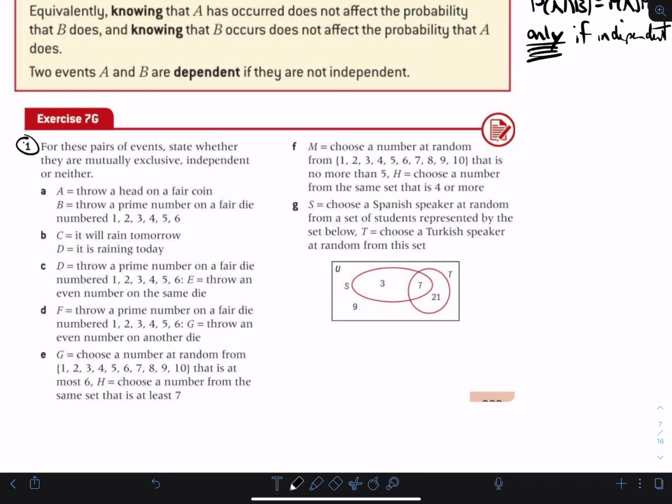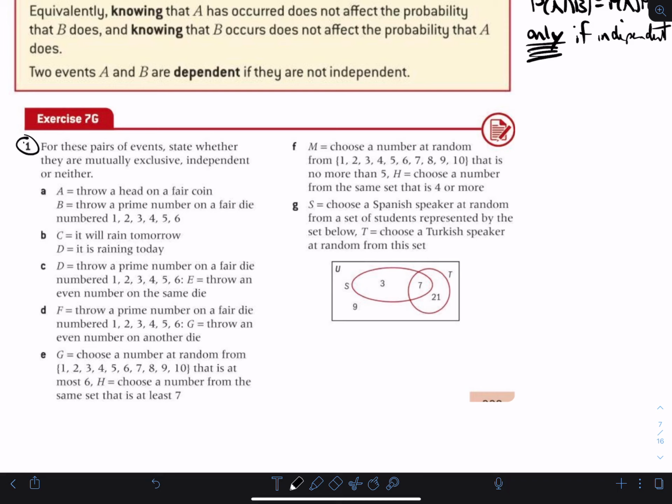Independent? I could debate that one, because if it's raining today, the chances that it'll rain tomorrow are higher than if it was sunny today. But they don't affect each other, so I'm going to say independent.